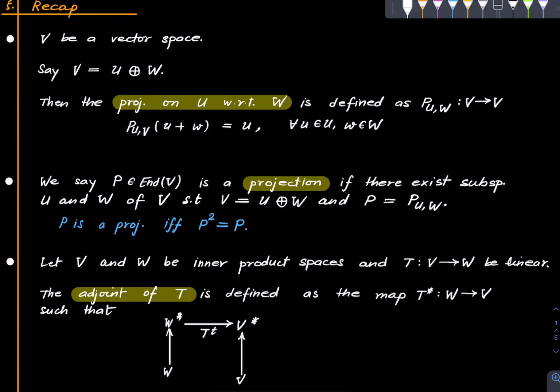What is this bijection? Recall, this is just W going to blank inner product with W, and V going to blank inner product with V. And the map induced here is the adjoint. That's the definition of the adjoint. And the defining equation of the adjoint is this.